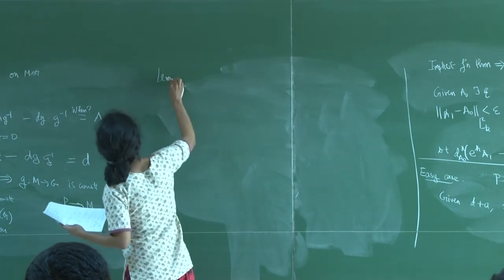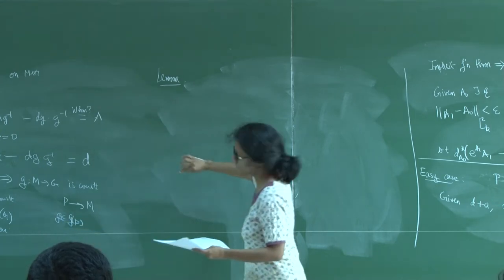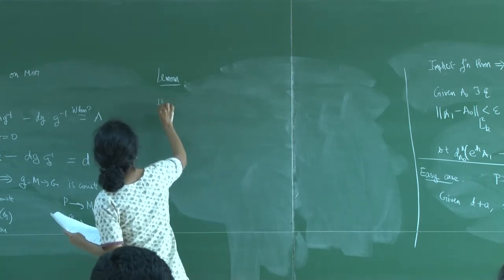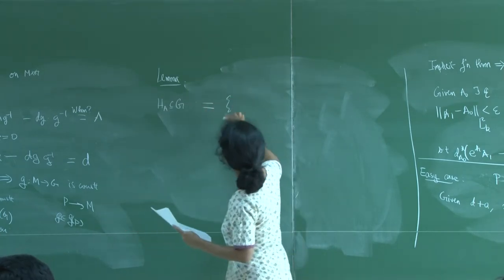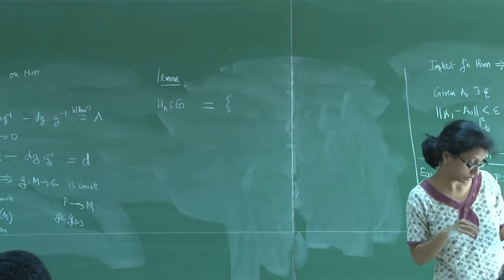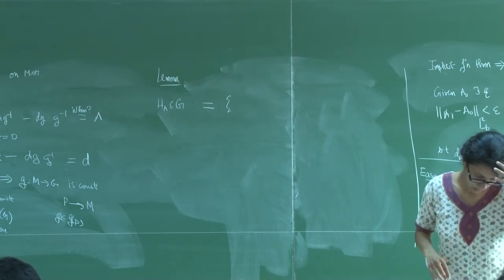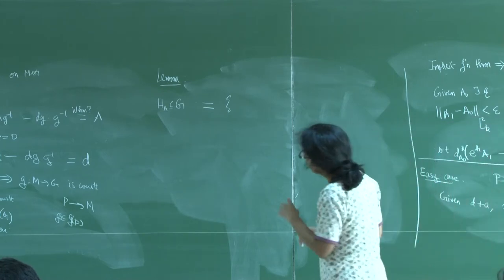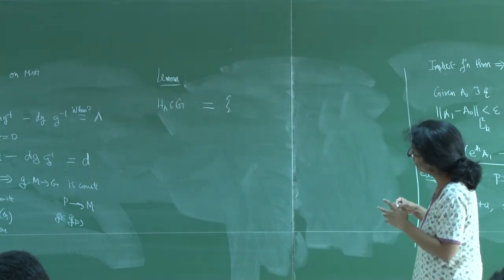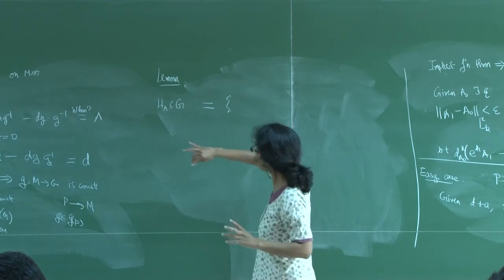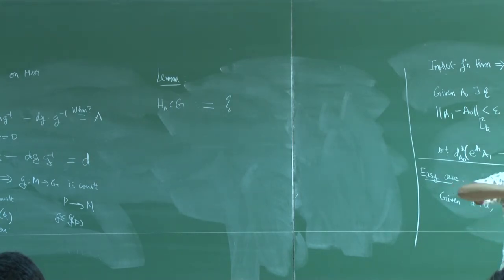General lemma here. So for the first two lines of the lemma, it is going to be definitions. So let's define a subgroup of G as the set of answers you get when you apply the holonomy function on any loop.